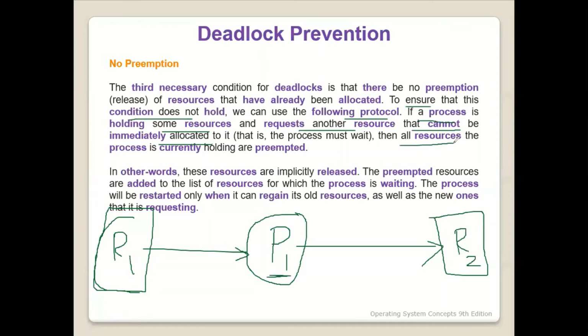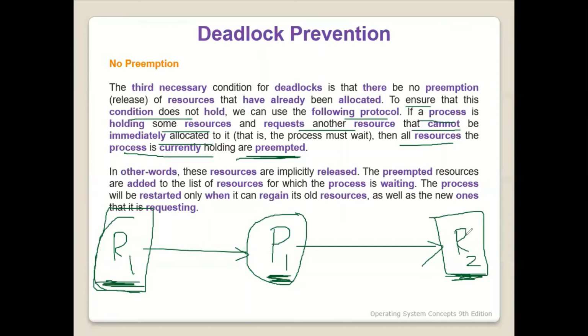In this case, all the resources that the process is currently holding need to be preempted. P1 has R1 and is requesting R2, but R2 is currently given to somebody else. Somebody is holding R2. So whatever P1 has, preempt that one. P1 has R1, so you just preempt that, release that. Make sure P1 releases whatever it has and then let P1 wait for R2. Why not? No problem.